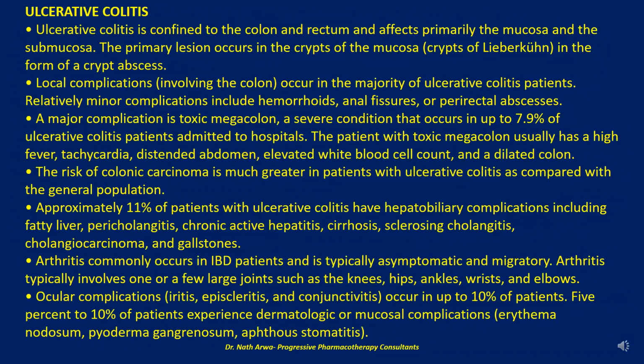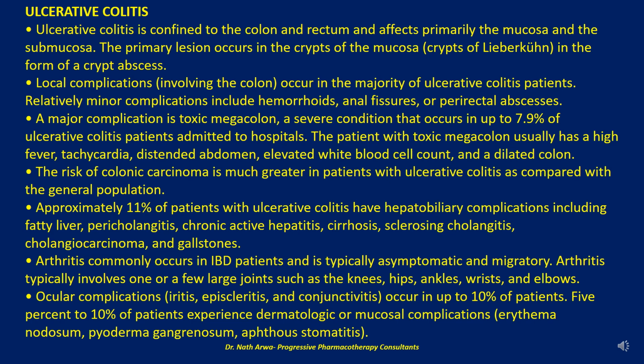Let's now focus on ulcerative colitis. 1. Ulcerative colitis is confined to the colon and rectum and affects primarily the mucosa and the submucosa. The primary lesion occurs in the crypts of the mucosa, crypts of Lieberkühn, in the form of a crypt abscess.